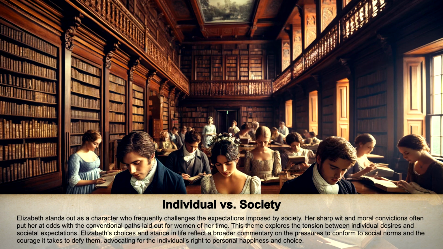Individual versus society. Elizabeth stands out as a character who frequently challenges the expectations imposed by society. Her sharp wit and moral convictions often put her at odds with the conventional paths laid out for women of her time. This theme explores the tension between individual desires and societal expectations. Elizabeth's choices and stance in life reflect a broader commentary on the pressures to conform to social norms and the courage it takes to defy them, advocating for the individual's right to personal happiness and choice.